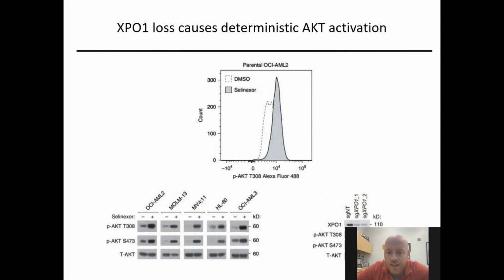The activation of AKT following Selinexor treatment is an on-target effect associated with XPO1 inhibition. And we know that because if we knock out XPO1 using two different guide RNAs, we see AKT activation that phenocopies what we see with the drug.